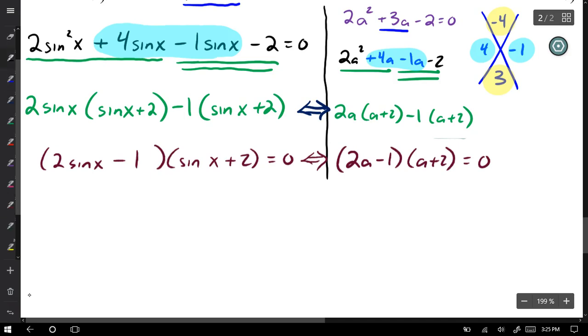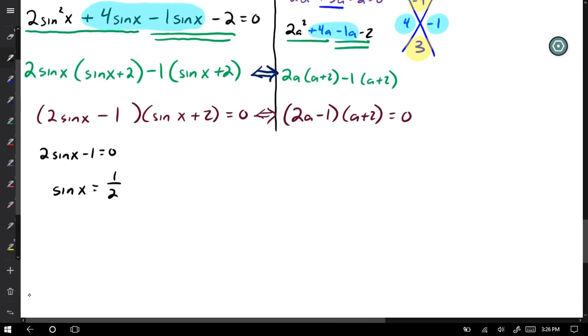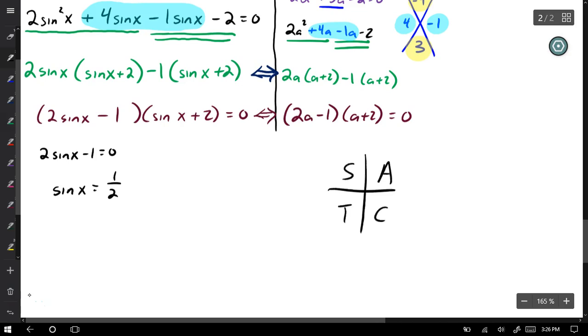So let's finish solving. Set each one equal to 0, so 2 sine of x minus 1 equals 0. You would at first add 1 and then divide by 2. So in this case, I see sine of x equals 1/2. So I'm going to go to my trig chart, and again, think just in general about where is sine positive. Sine is positive in the first quadrant and it's positive in the second quadrant. So in this case, you should get 30 degrees and 150 degrees.